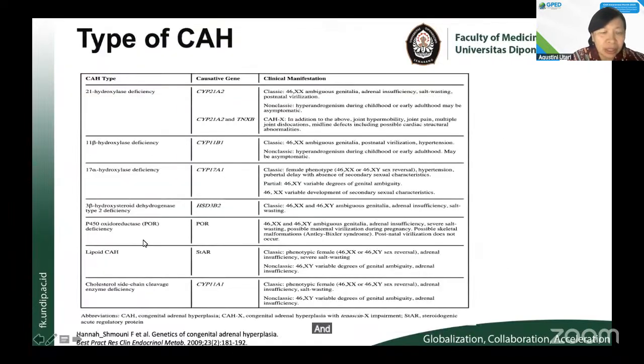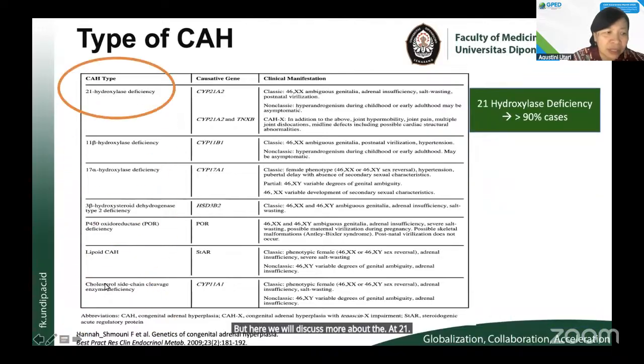And here we see that there are several types of CAH, but we will discuss more about 21-hydroxylase deficiency as the most common cause of CAH. So 21-hydroxylase deficiency is more than 90% of cases.